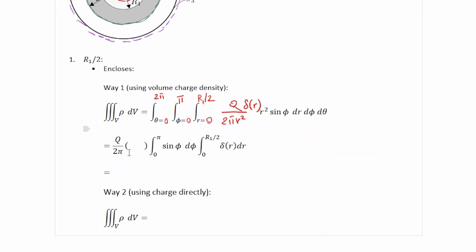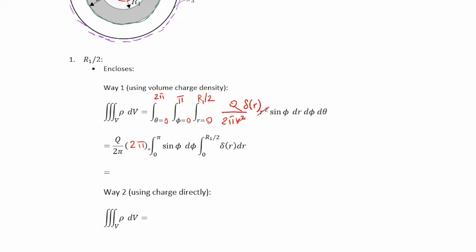Then we perform the integration. This constant Q over 2 pi comes out of the integral. Next, you have integration from 0 to 2 pi of things that don't depend on theta, so we get 2 pi here. Then we have integration of sine phi from 0 to pi. And then, sorry, there is a mistake. No, there is no mistake. Okay, then we have integration of things that depend on r, but this r squared cancels, so we're left with delta of r, which is here, and then dr.